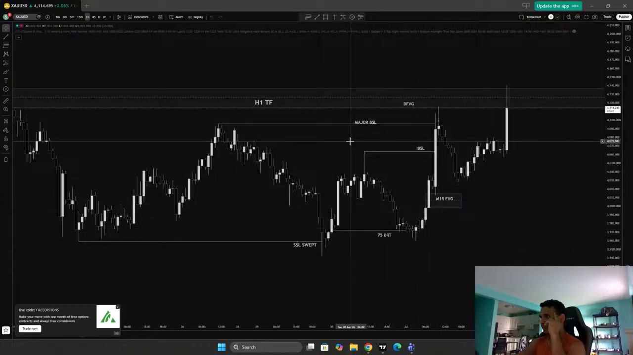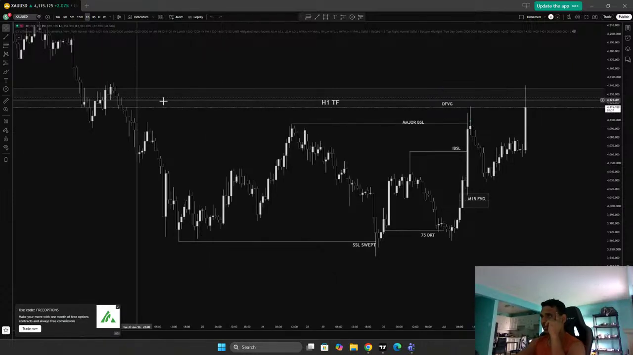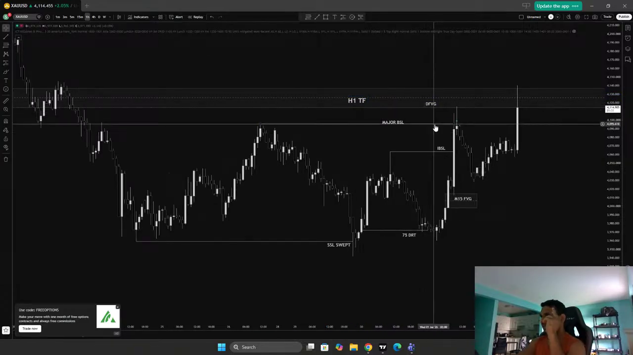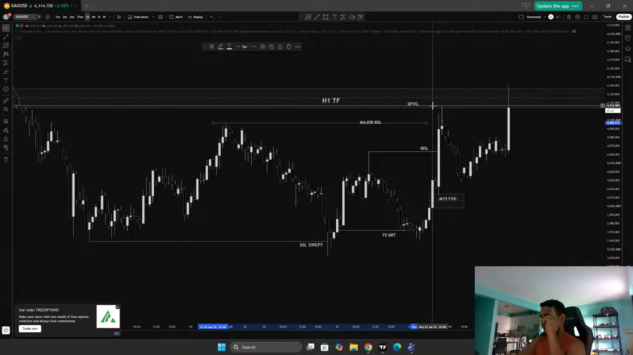Nice displacement all the way up to this internal, this external range liquidity, and we are respecting the liquidity. We are heading towards the daily fair value. So please stop right there. Next candle trades all the way up, tap and close here. Next candle stops and sells off.